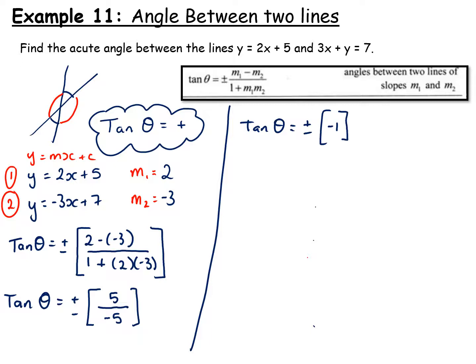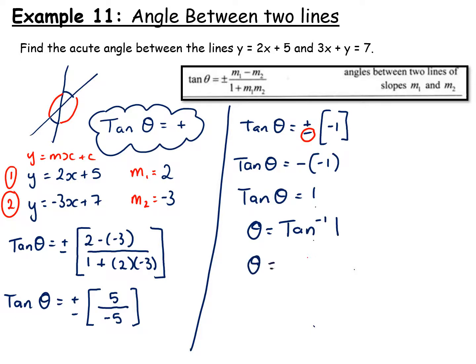So in this case, we're actually going to take the negative, because remember, I want this to be positive because I want the acute angle. So tan of theta is equal to minus 1, which will give us the positive 1. So tan of theta is equal to 1. So to work out theta, we can do tan inverse of 1 and theta equals 45 degrees.